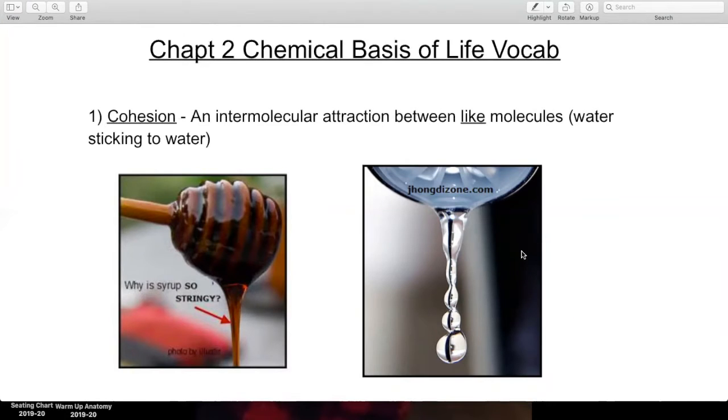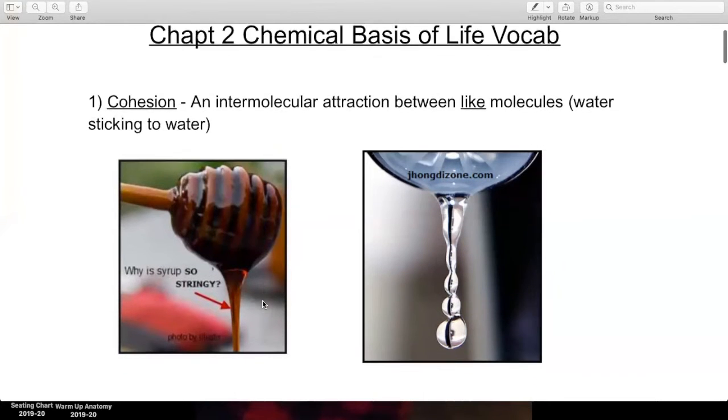Right? That's cohesion. And syrup, you can see, is more cohesive than water is, because that's why it's not dripping off, not just falling off this honeycomb. It's being pulled because it's not letting go of itself. Over here, it's getting pulled, but eventually the water does let go and becomes drops. So this is more cohesive. But water is still very cohesive.